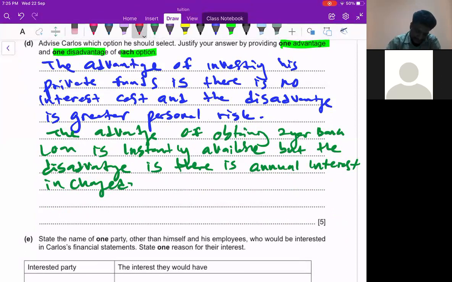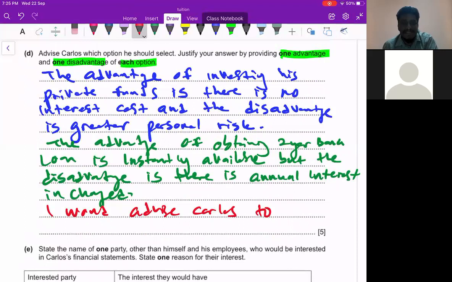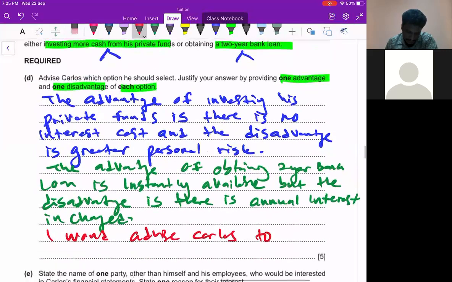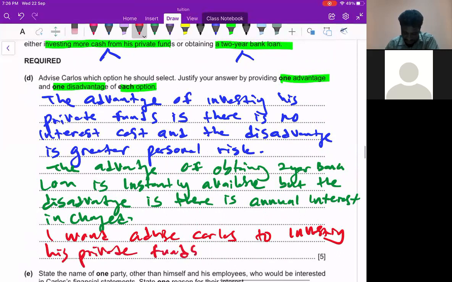And then the third paragraph is, I would advise Carlos to, if you ask me personally, just take a loan lah. You use bank's money. It's okay, we take the risk. Okay, but here I say I would advise Carlos to invest his private fund. Either way also you get the marks. Any advice you will get the marks. Yeah. Next one.